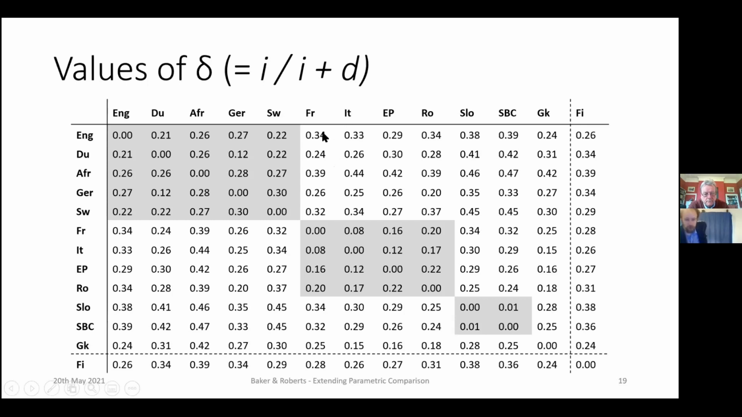Each of these numbers is the value for the distance calculated on the basis of the clausal parameters alone, according to this formula, excluding 0 values. So, for example, the distance between Dutch and Afrikaans is given as 0.26, or the distance between Greek and English as 0.24.